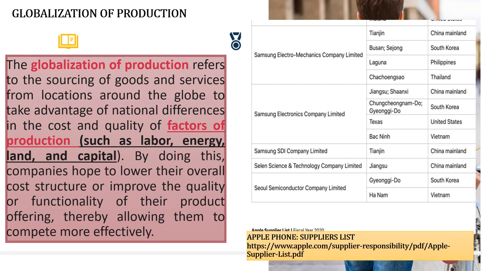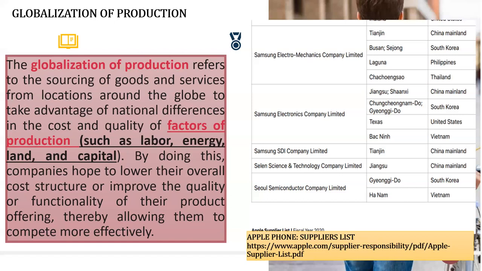An example, do you have Bench products? If you do, and you have it right now, wherever you are, if you're at your home, try looking at their tags. Some Bench products are not actually made in the Philippines anymore. It's made in China because of globalization of production. Perhaps the labor, energy, and capital in China is lower compared to that in the Philippines. Okay? So this is how globalization of production actually happens.